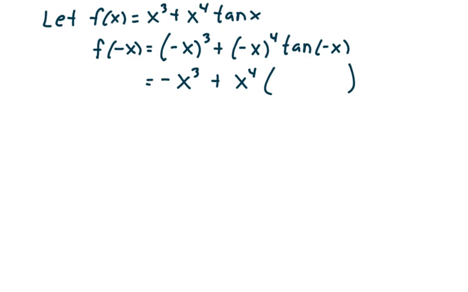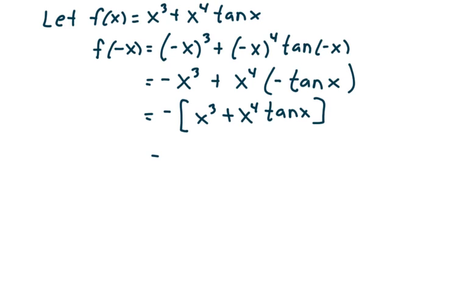Now remember, the tangent function is an odd function. So I could pull the negative out and multiply by the tangent of x. And so if I take a negative out of both terms, I get x cubed plus x to the 4th tangent x, which is equal to negative f of x. And so therefore, f of negative x is the same as negative f of x.